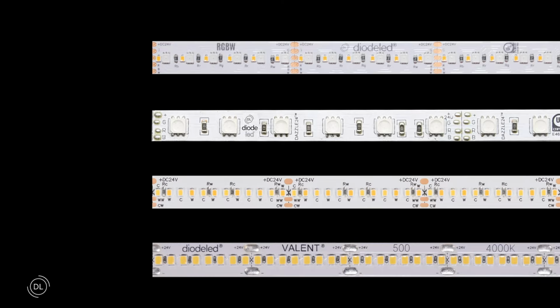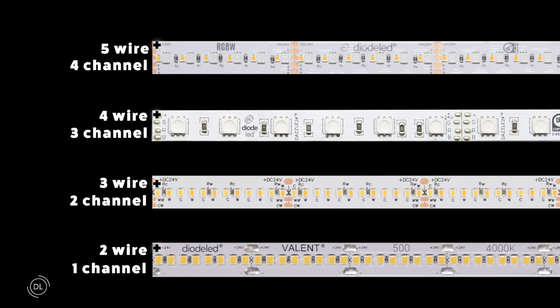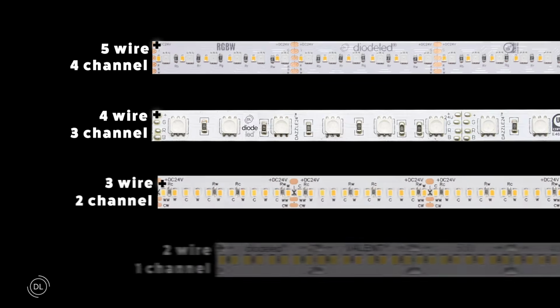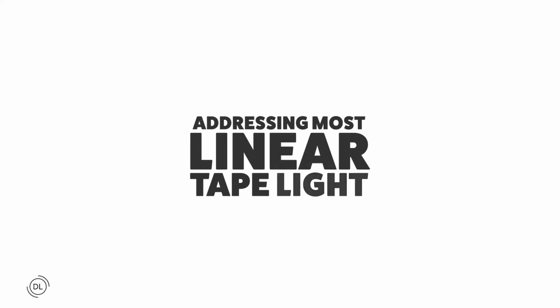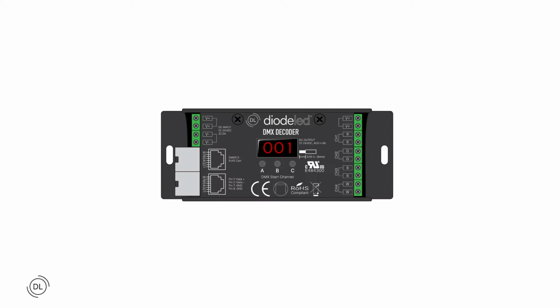The number of channels for an LED tape light system is dependent on the number of wires each LED tape light run has, not including the V+ wire, the wire giving the LED tape light power. Let's look at a simple breakdown of how channels and addresses appear for most linear LED tape light systems. To help simplify the following example, all of the starting DMX decoder addresses are 001.